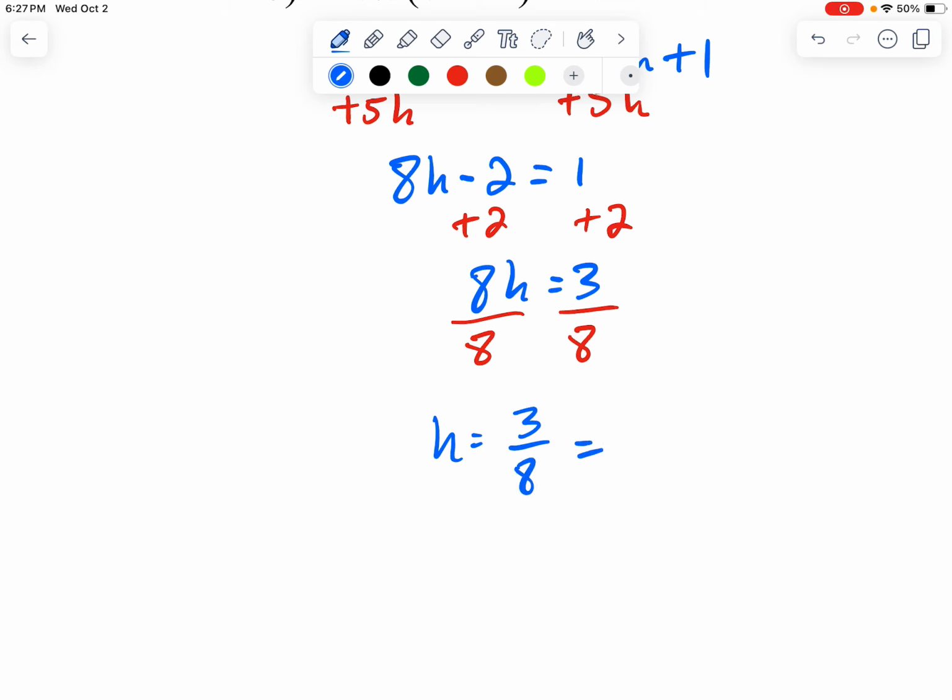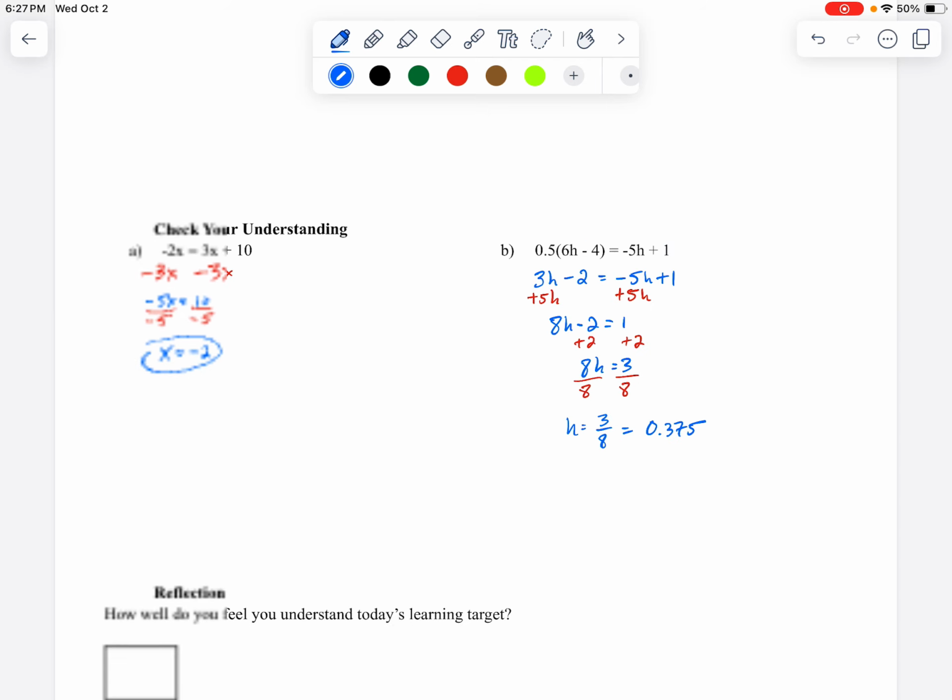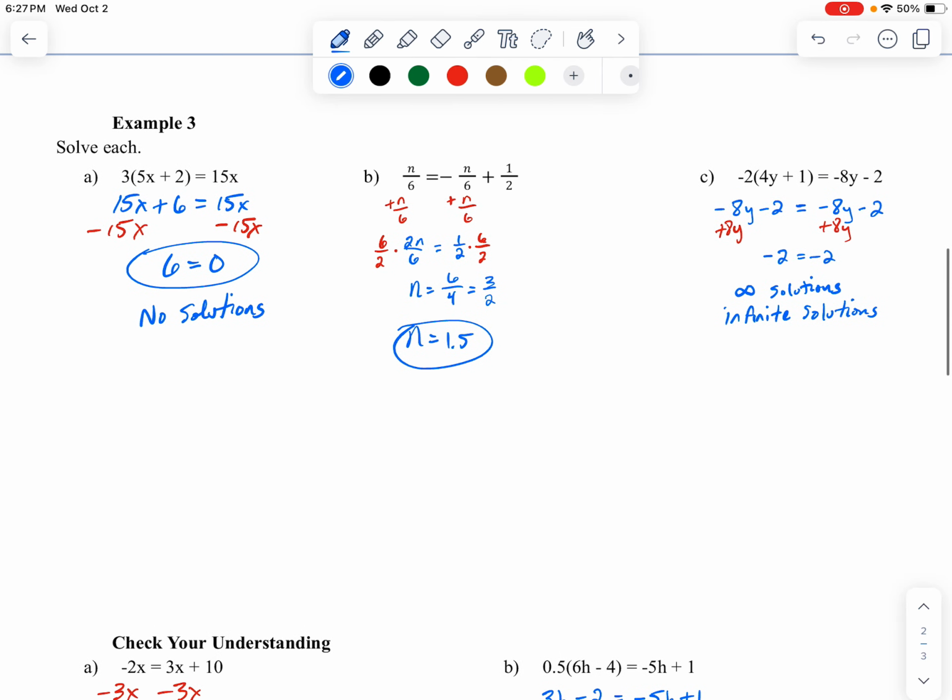And if you punch that into your calculator to get a decimal number, you should end up with, I believe it's 0.375. Okay, there we go.